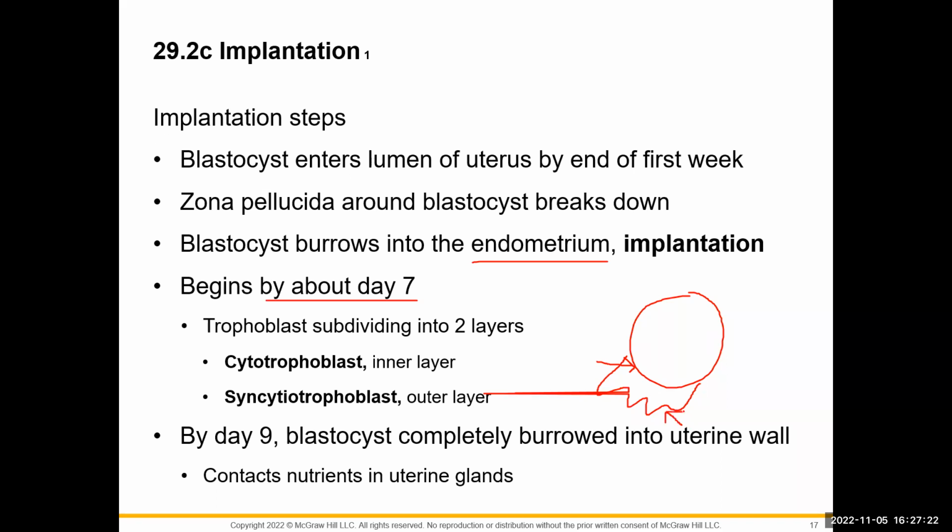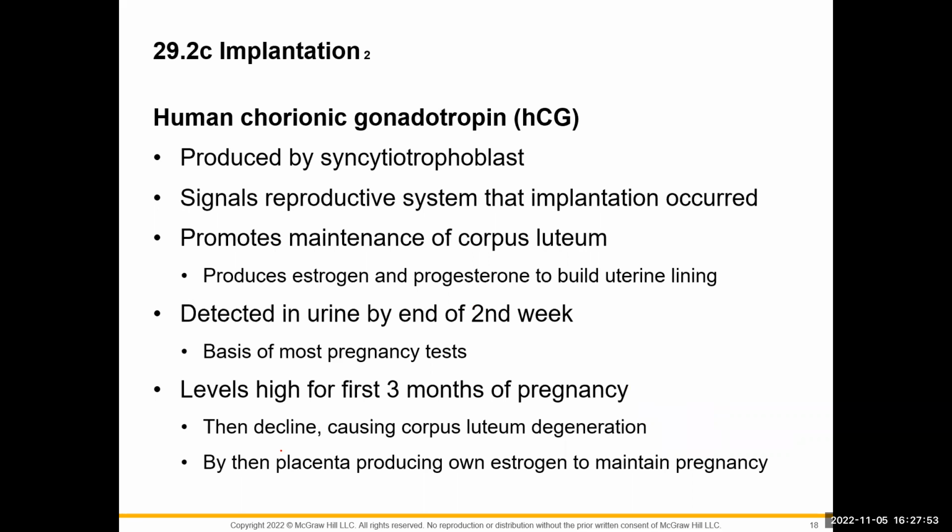And so by day 9, like a crab on the beach, our blastocyst has now burrowed itself completely into the uterine wall. And why is it doing that? It's looking for those nutrients that it needs to sustain its life. And where is that located? In the functional layer, but deep in the functional layer, we'll have those uterine glands, which are going to provide all of those nutrients.